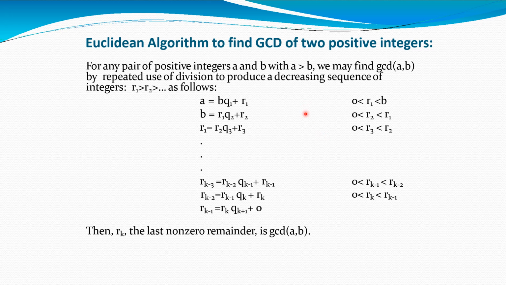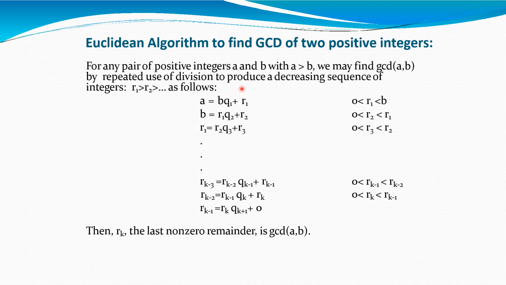So continuously we are getting remainders which are less than the previous remainder. But as a remainder cannot be negative, finally it should be 0 somewhere. So when we get the remainder 0, then the last non-zero remainder is nothing but the GCD of a and b. So this is the Euclidean algorithm.